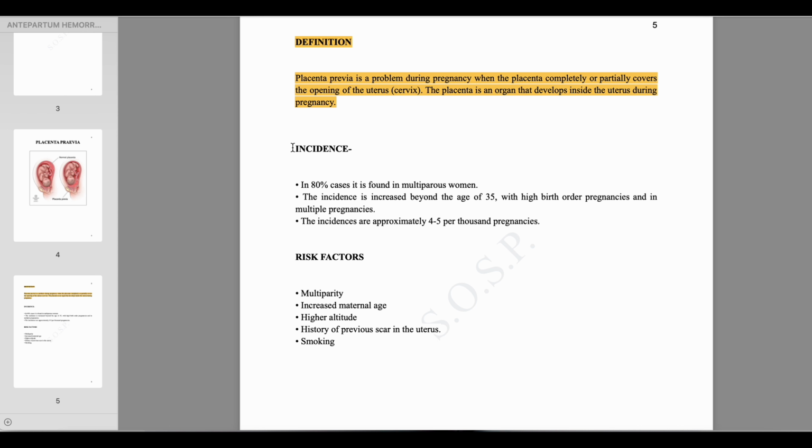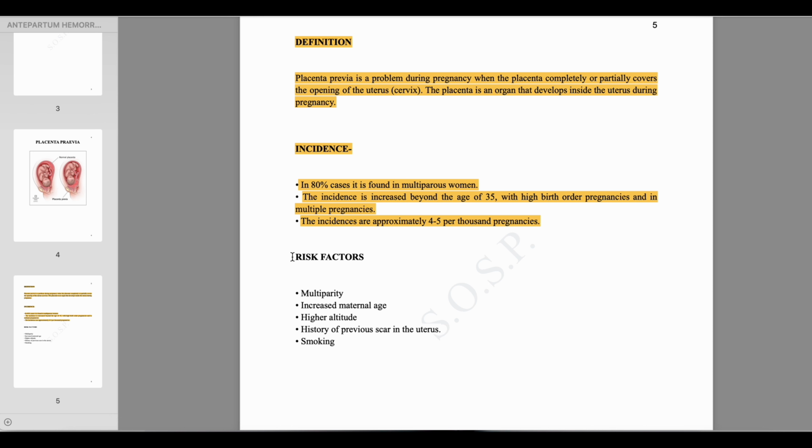Before that, let's see the incidence report. In 80% of cases, it is found in multiparous women. The incidence is increased beyond the age of 35, with high birth order pregnancies and in multiple pregnancies. The incidence is approximately 4 to 5 per 1,000 pregnancies.